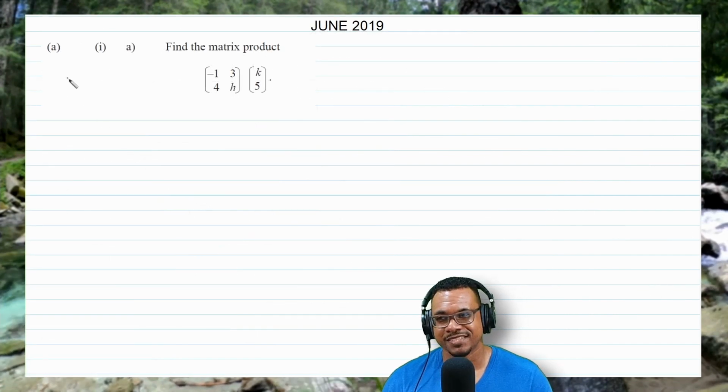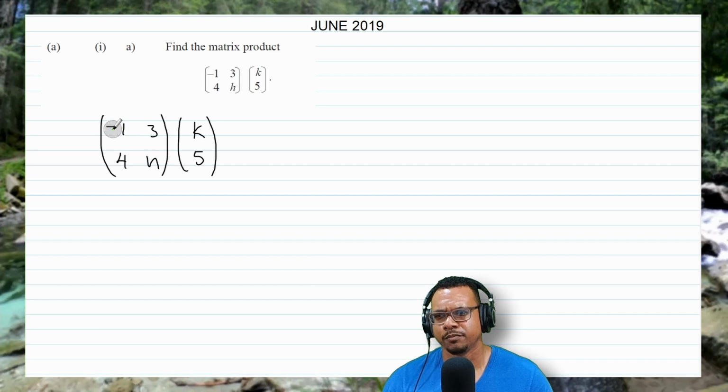All right, so now moving on to question 10 for June 2019, we have part 1, part A. We have to find the product of these two matrices here. As we know, we multiply rows in the first matrix by columns in the second matrix. So we just have 2 rows by this 1 column. Our answer will have this row control the top, this row control the bottom, and we just have 1 column for the answer.